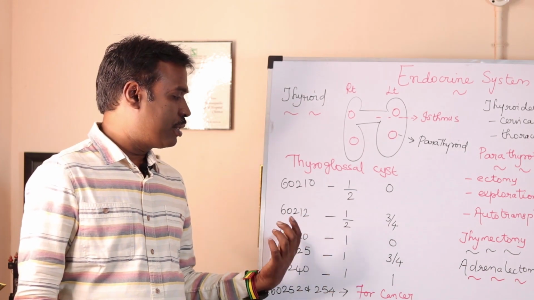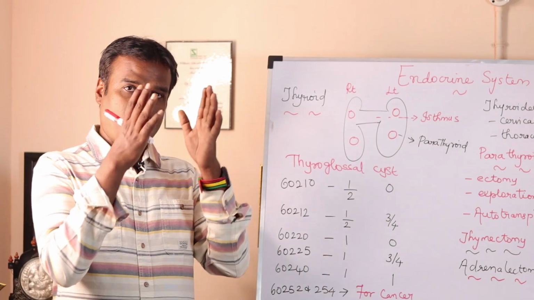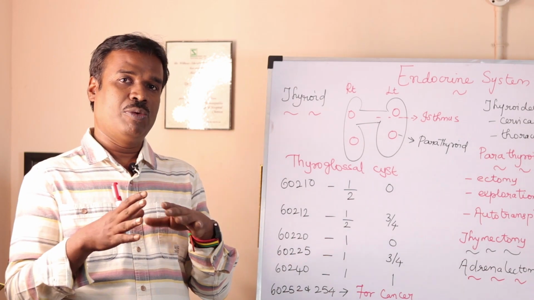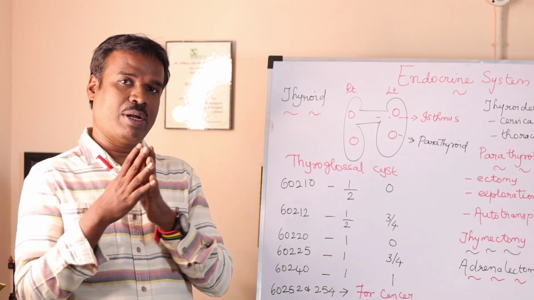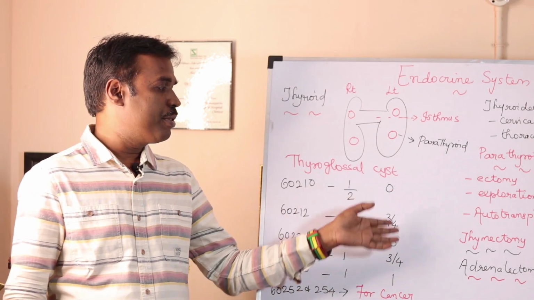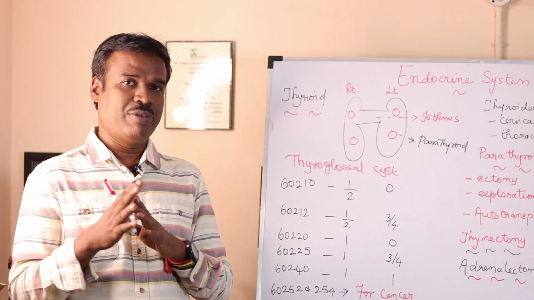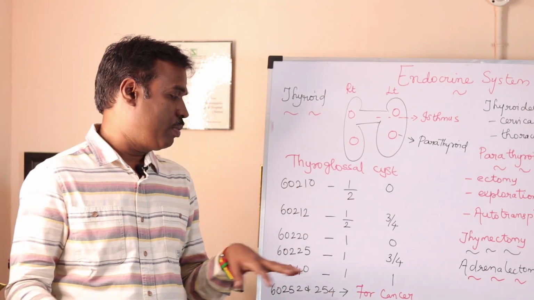If you see the code 60212, what happens is one side alone is being completely removed. Unilateral thyroid lobectomy. One side alone completely removed. Opposite side it remains intact. Physician or surgeon is not removing it.